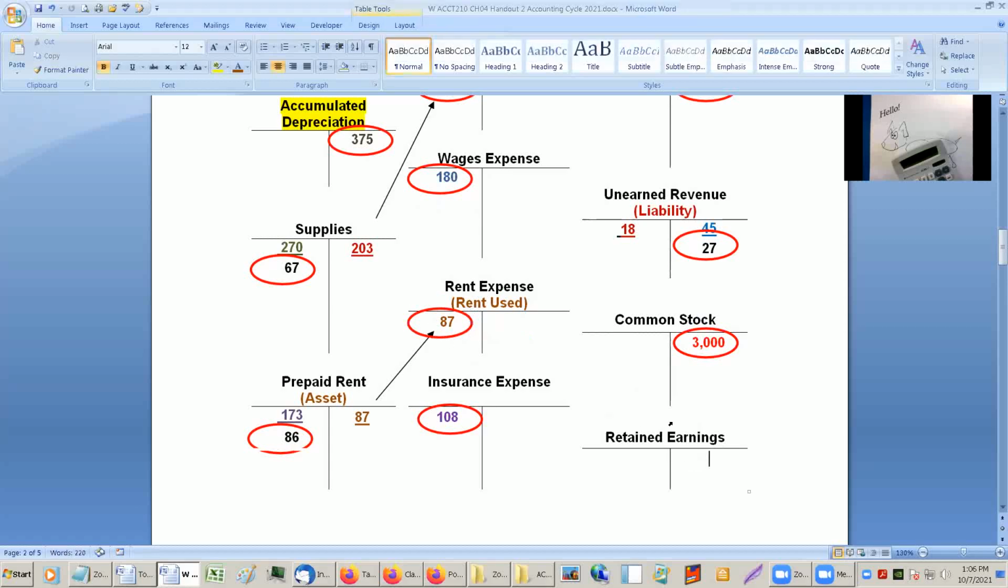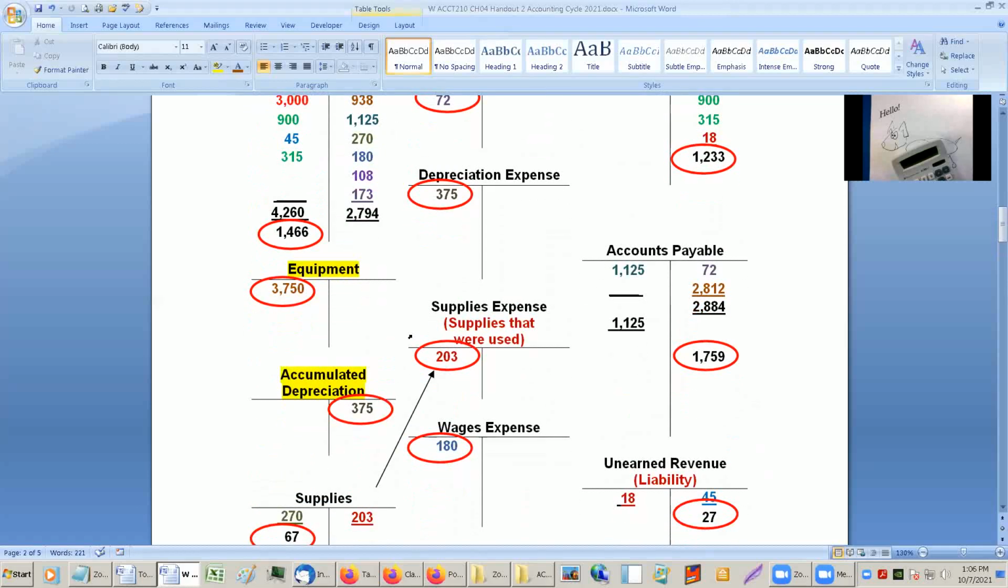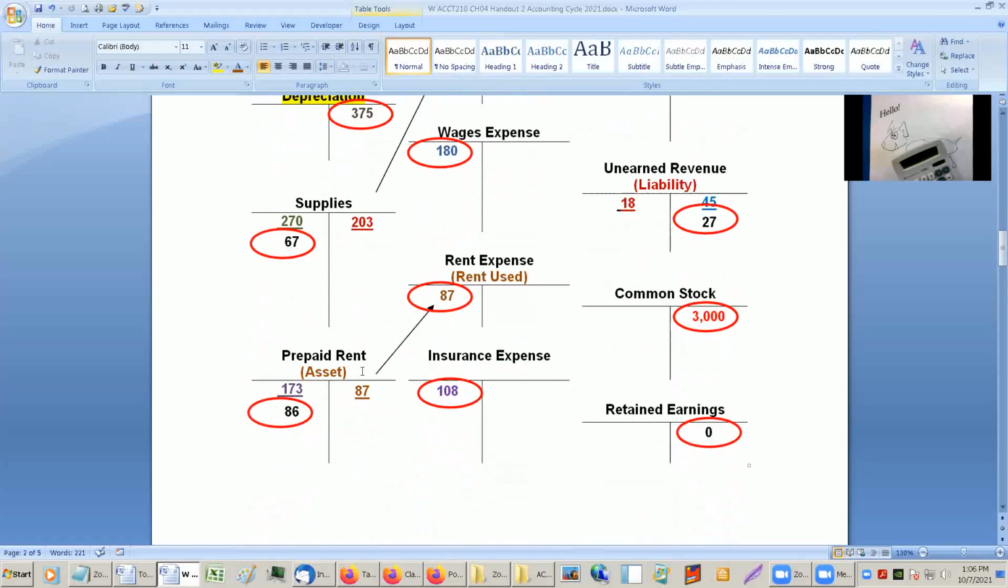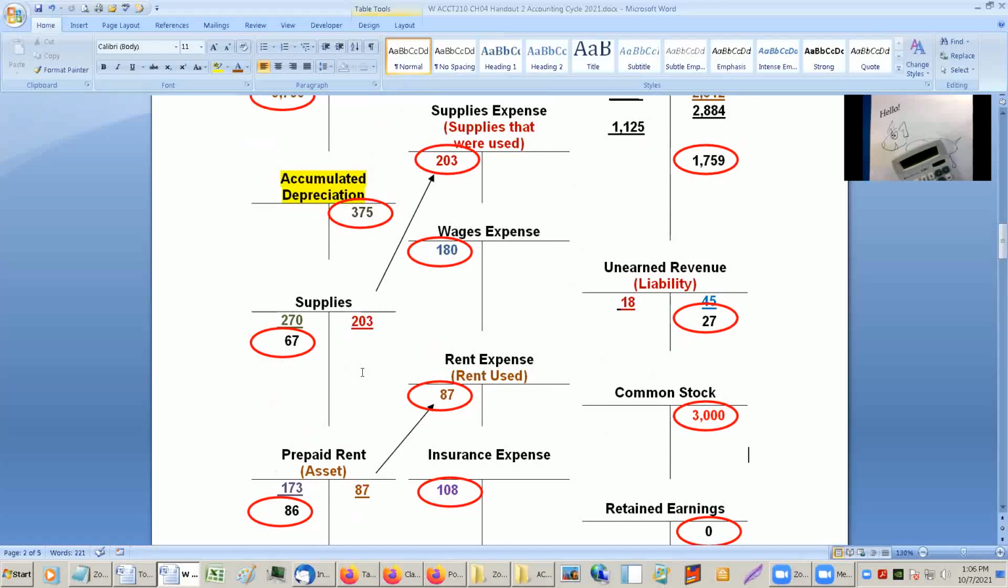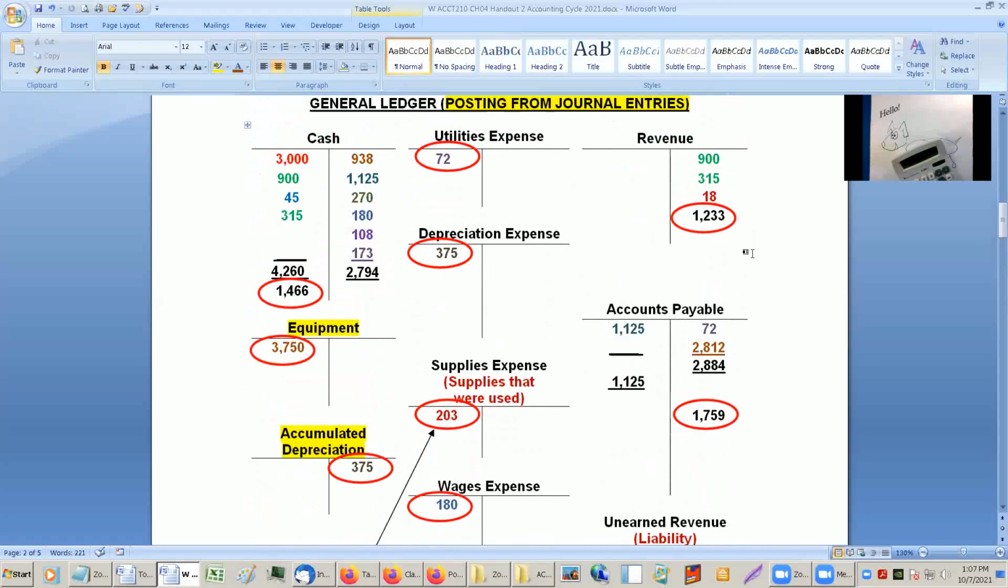And you don't need to put this in, but retained earnings has 0 in there because it's our first year. We couldn't have retained anything from last year because there is no last year. All right. Question on that?